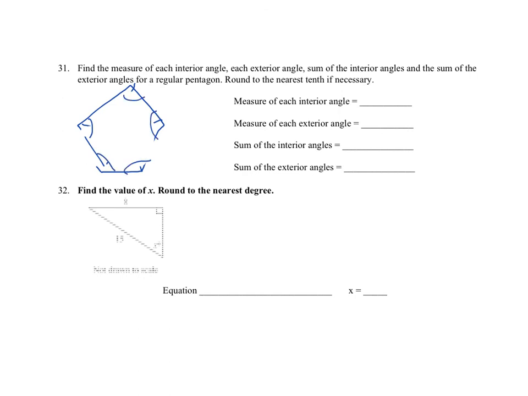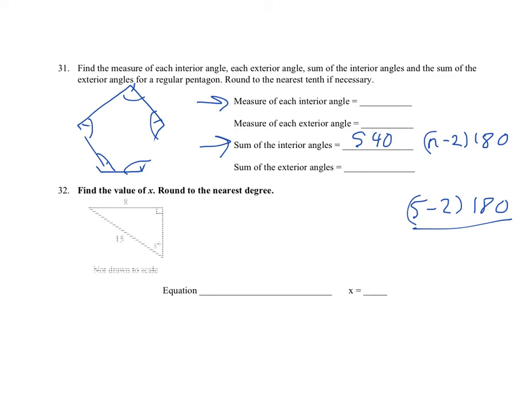which are all congruent. Remember, the sum, and we'll skip down to this section, is where we take the number of sides of our polygon minus 2 times 180. So in this case, 5 minus 2 times 180, which is 3 times 180, is 540. Now, each angle is going to be congruent, so we take 540 and divide it by the number of sides, 5, which gives us 108. Remember, that would be n minus 2 times 180 divided by n.